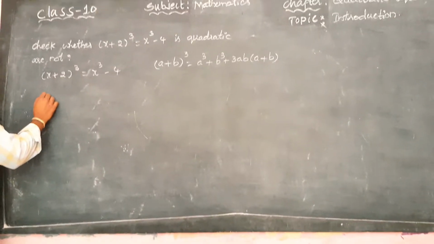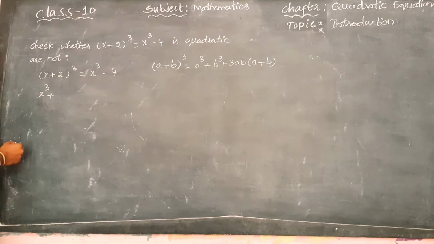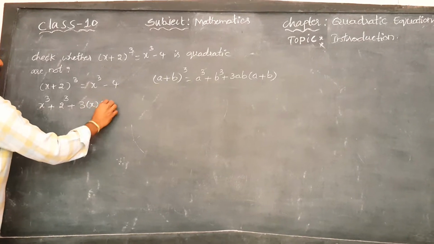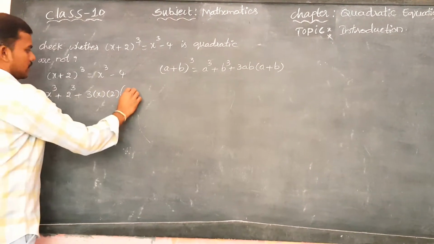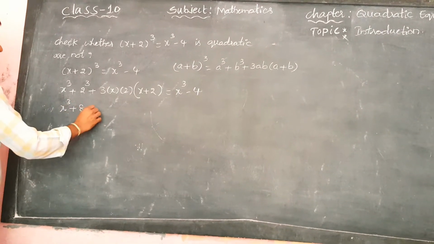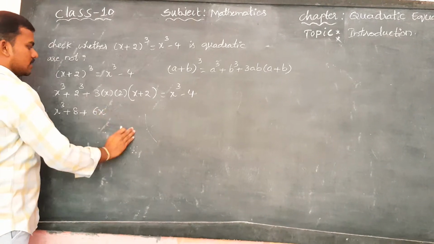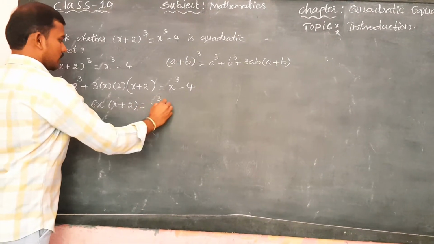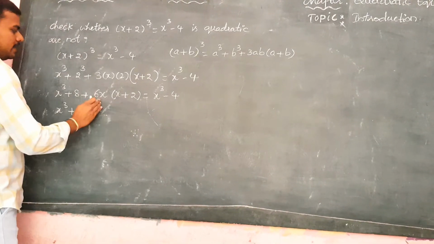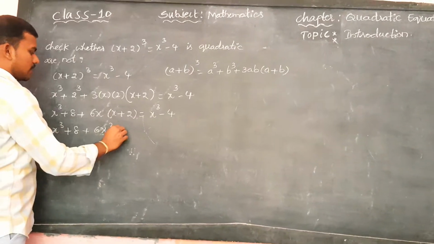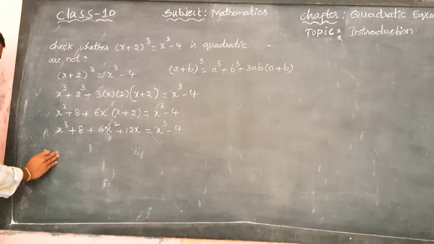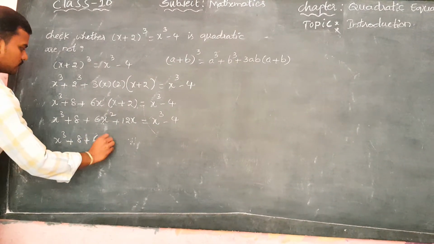Here a is equal to x, so a cube means x cube, and b is equal to 2, so b cube means 2 cube, plus 3 into a into b, that is x into 2 into a plus b, x plus 2, which is equal to x cube minus 4. So x cube plus 8, 3 twos are 6, 6x into x plus 2, equal to x cube minus 4. Multiplying x plus 2 by 6x gives 6x square plus 12x. So x cube plus 8 plus 6x square plus 12x is equal to x cube minus 4.